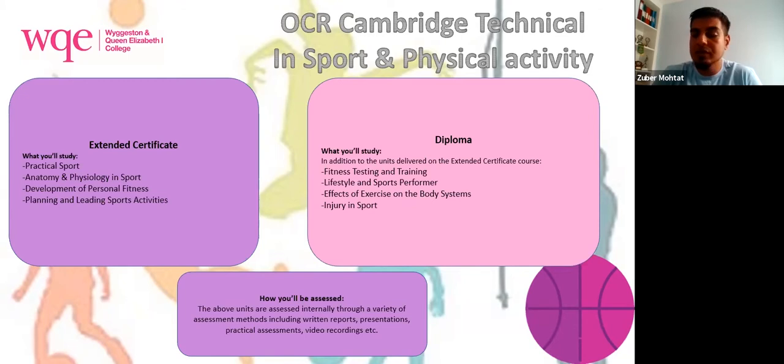Development of personal fitness. What we usually do is we put you into pairs and you develop a fitness program for your pair, for your client. And also planning and leading sports activities, which is a sports coaching unit where you get the opportunity to coach a sport of your choice, and then you'll be assessed on that. On the diploma, you study the same units as you would do on the extended certificate, but you study 4 additional units, so 8 units in total.